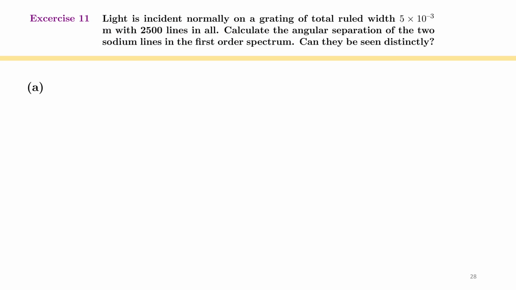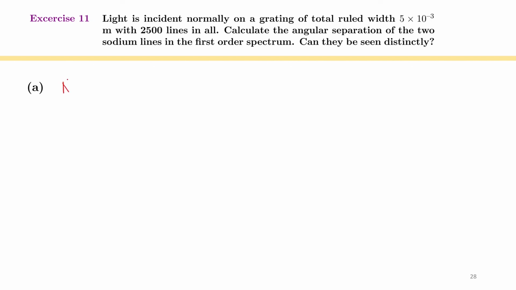Exercise 11. Light is incident normally on a grating of total ruled width 5 times 10 raised to minus 3 meter with 2500 lines in all. Calculate the angular separation of the two sodium lines in the first order spectrum. Can they be seen distinctively?